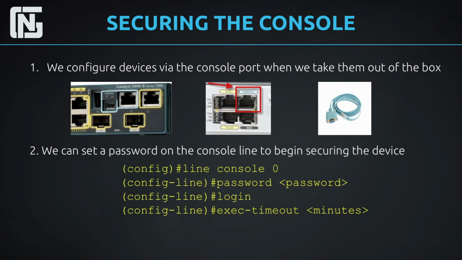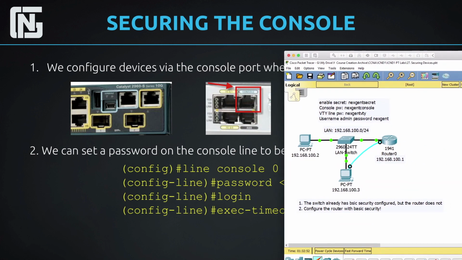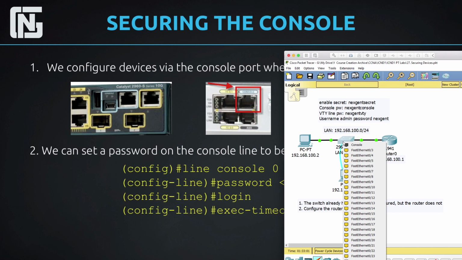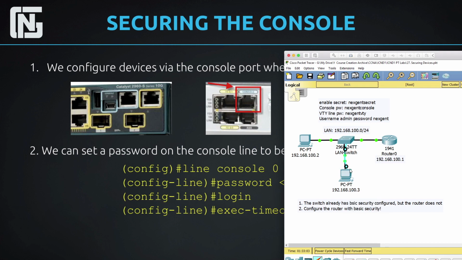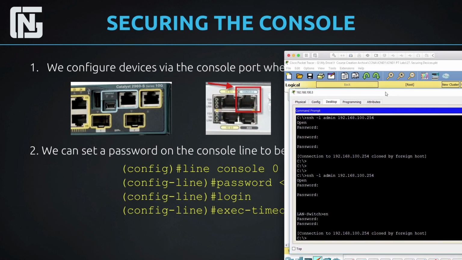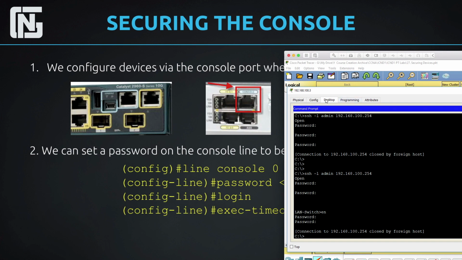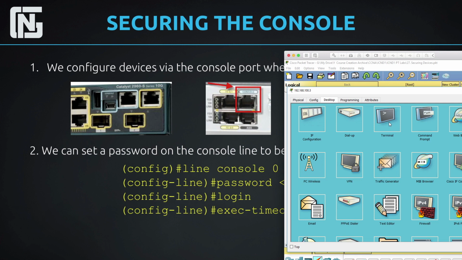Now I'm going to go ahead and bring up our lab for an example. This is the lab that we're actually going to be using. But you can see here we have a console going into the router here, but we could move that console into the switch. I already have the switch configured. I'm going to go to the console of the switch. I'm going to open up the computer here, and I'm going to go over to the desktop and go to the terminal.